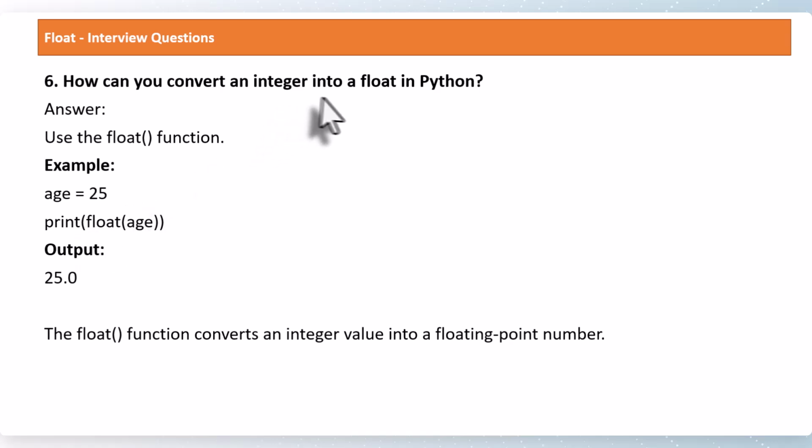How can you convert an integer into a float in Python? You can use the float typecasting function. The float of age will give you a float value 25.0. The float function converts an integer value into a floating point number.